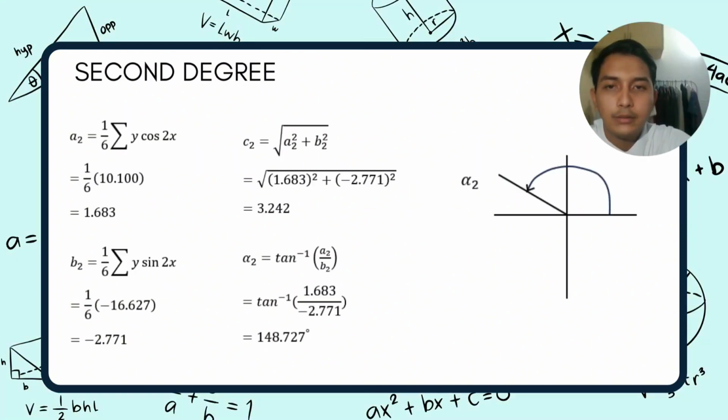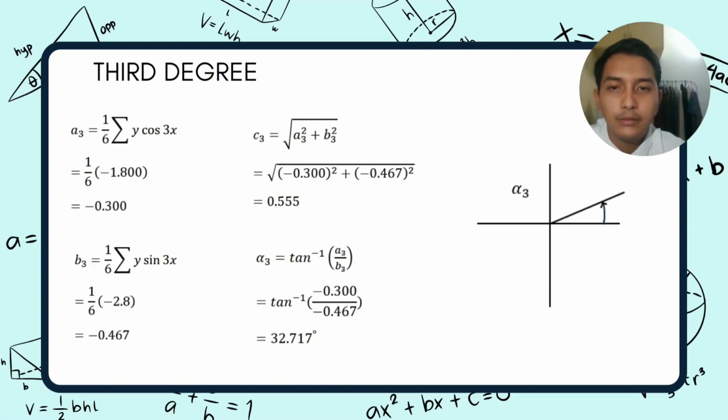For the second degree, the formula is the same as the first degree, the difference is only the sum of y cos 2x. For a2, 1 over 6 multiplied with the sum of y cos 2x, and for b2, 1 over 6 multiplied with the sum of y sin 2x. For c2, the square root of a2 squared plus b2 squared. And for alpha 2, tangent inverse a2 divided by b2. So for alpha 2, we get 148.727 degrees, and it is in the second quadrant.